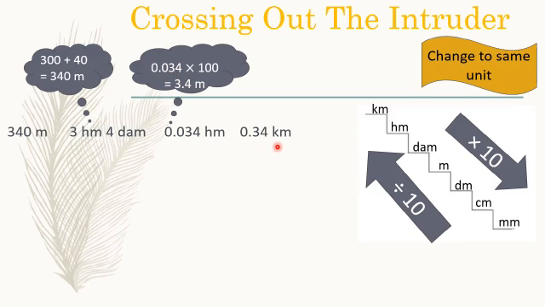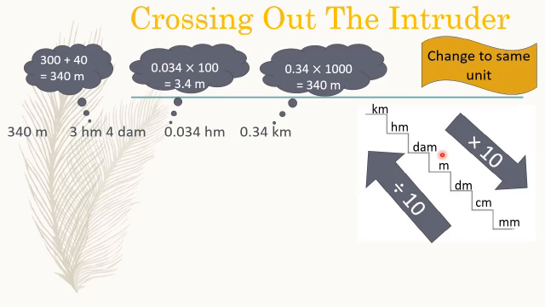Fourth one is in kilometer. Kilometer is here. I have to move 1, 2, 3 steps downward. So I multiply this decimal number by 1000. Decimal point will move 3 steps to the right. 1, 2, 3. Since we are multiplying by 1000. So the answer is equal to 340 meter.